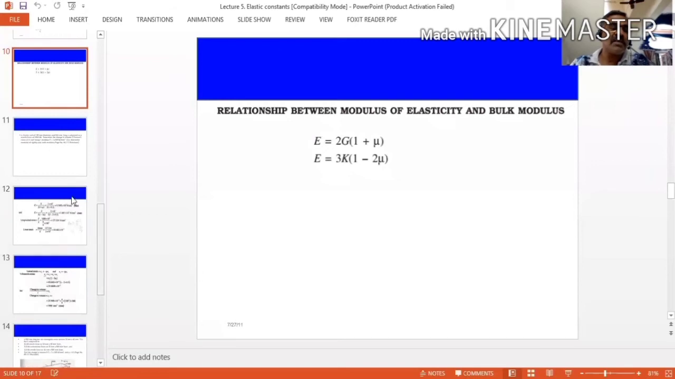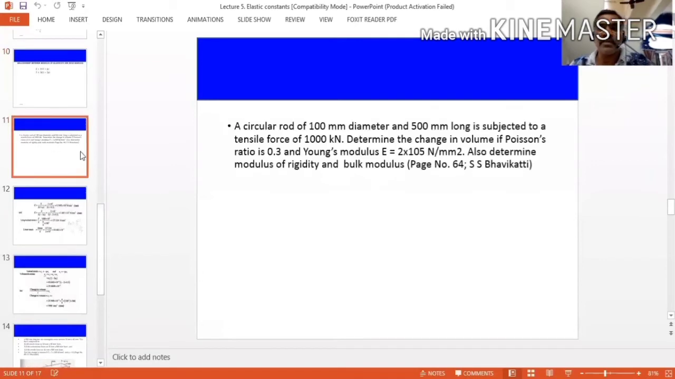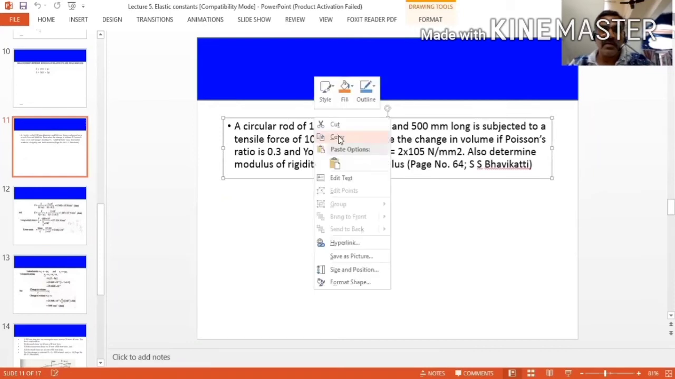Now let us solve a problem. In this problem, a circular rod of 100 millimeter diameter and 500 millimeter long is subjected to a tensile force of 1000 kilonewton. Determine the change in volume if the Poisson ratio is 0.3. Young's modulus is 2 into 10 power 5 Newton per millimeter squared. Also determine the modulus of rigidity and bulk modulus. Now we'll discuss this problem.